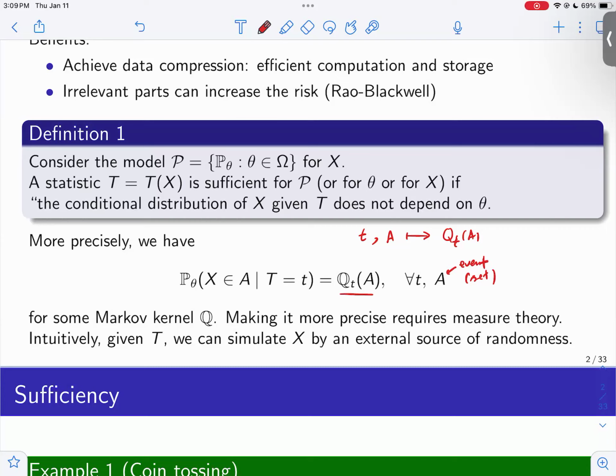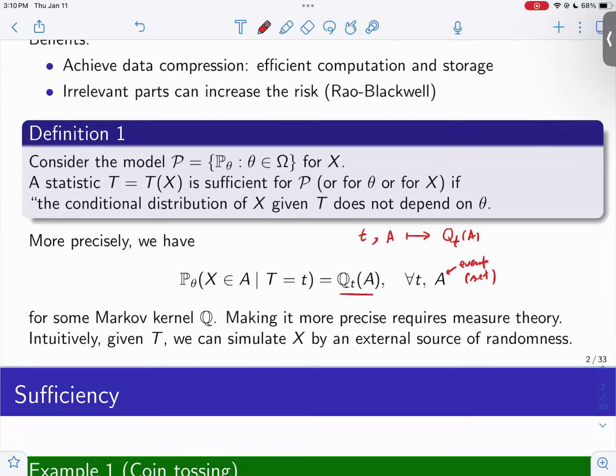In other words, another way of saying what sufficiency is: if you give me T, I can simulate data that is statistically equivalent to the original data. So you have X, you calculate T of X, you give me T of X and throw X away. I can simulate X back because I have T, and then I draw X given T from this conditional distribution. This does not depend on theta, so I don't need to know theta. So I get an X back which has the correct distribution, the distribution P theta.